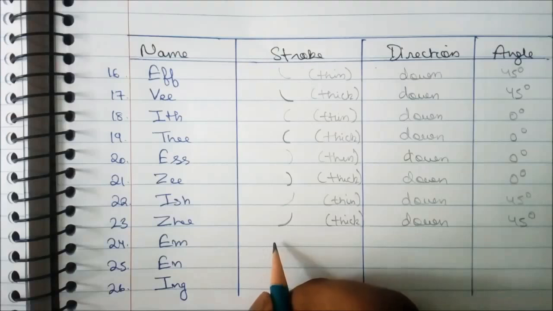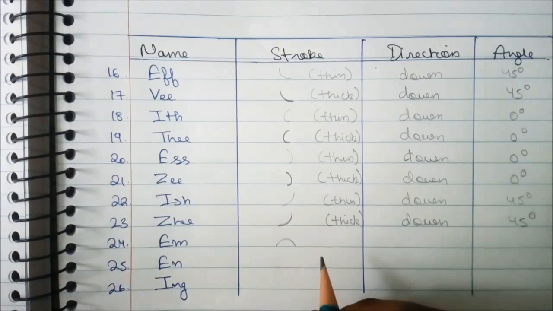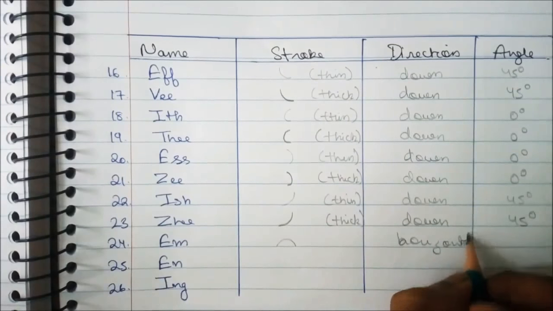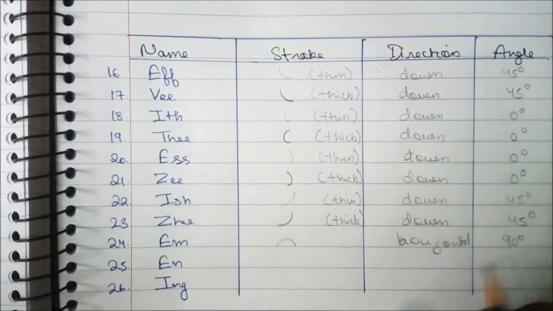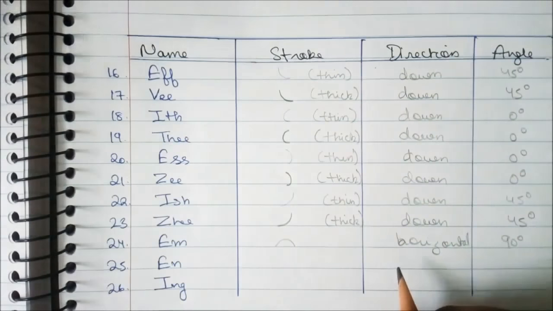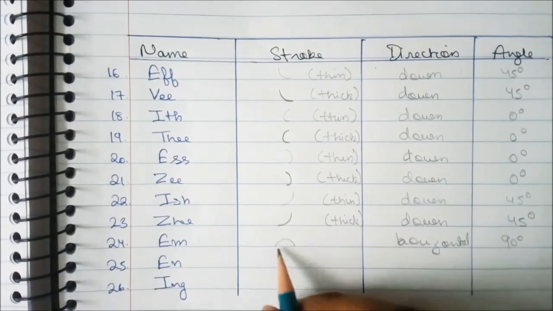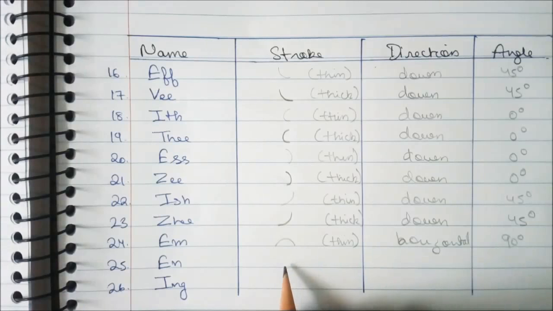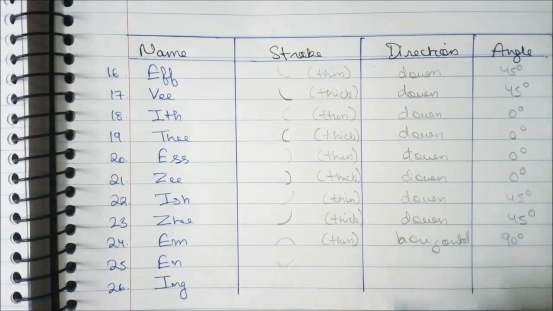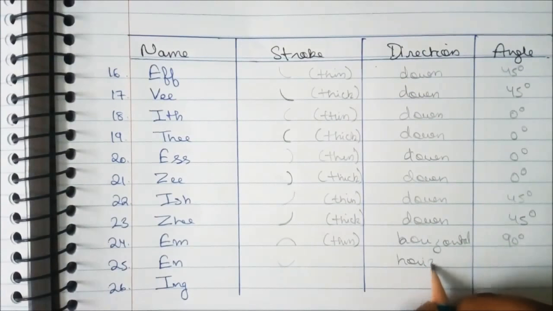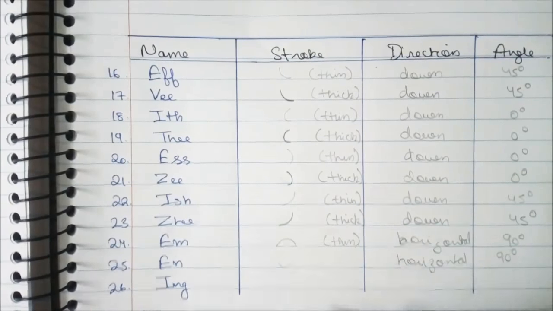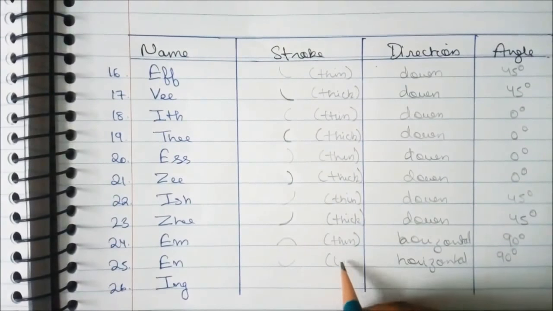Now the 24th stroke is M. It is a horizontal stroke and it makes an angle of 90 degree. You can take it or you will use the thick stroke afterwards in the further lessons of M. So you have to draw it thin. And the next stroke is N. It is also a horizontal stroke. It is 90 degree. This one is a thin stroke.